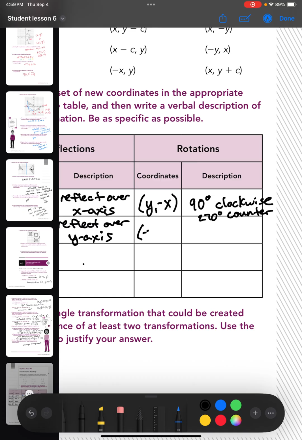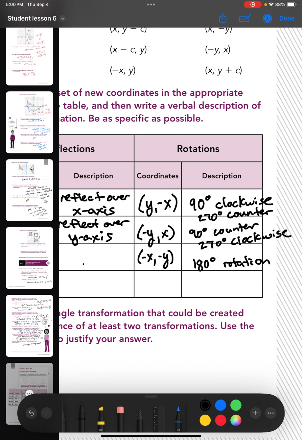Okay, then we have (-y, x). This is 90 degrees counterclockwise, or 270 degrees clockwise, because those both end you up in the same spot. And these are also on that rules sheet we wrote out. And then the final one, (-x, -y). And this is a 180-degree rotation. And remember, with 180 degrees, it doesn't matter if we move clockwise or counterclockwise. Okay, so there's all the transformations we could see based on the rules we have talked about.